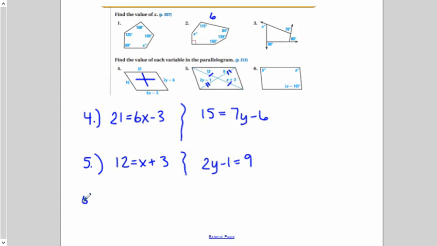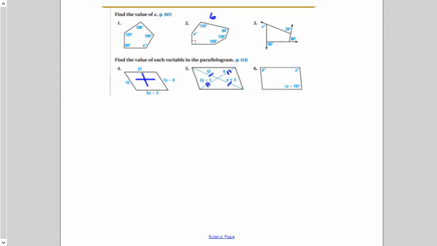Okay, and then the last one, a little hint with number 6, in a parallelogram, the opposite angles are equal to each other. But if you look at this one, we have a slight problem because if I set b equal to a minus 10, I can't do that because we have 2 different variables. So we're going to have to do something else.